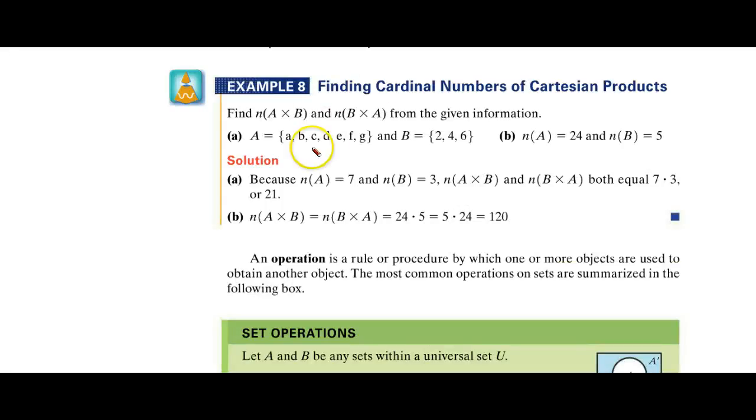And the basic rule will follow that if in set A there is 1, 2, 3, 4, 5, 6, 7 elements, here there are 3. So 7 times 3 will be 21. And here in set A they're saying there are 24. And in set B the cardinality of it is 5. 5 times 24 is 120. So something easy.